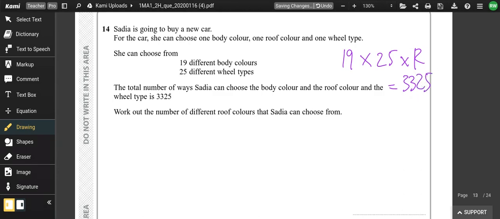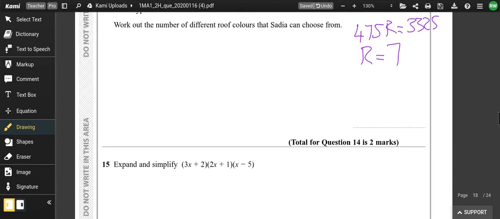So we can rearrange that. 19 times 25 is 475. So 475R equals 3325. Divide those two to get 7. So there's 7 different roof colors that you can choose.